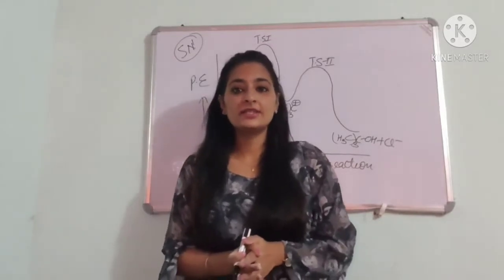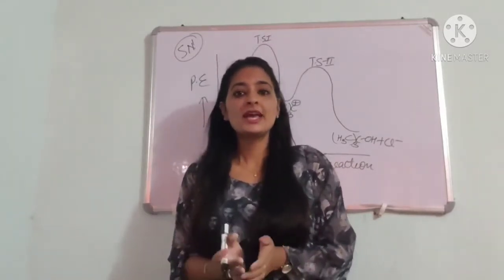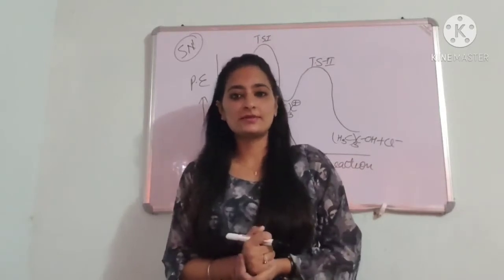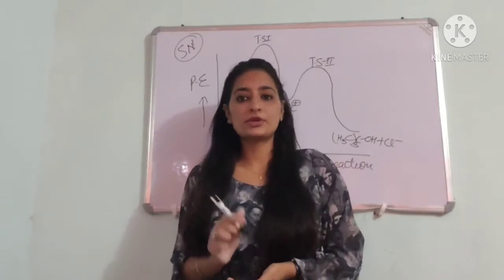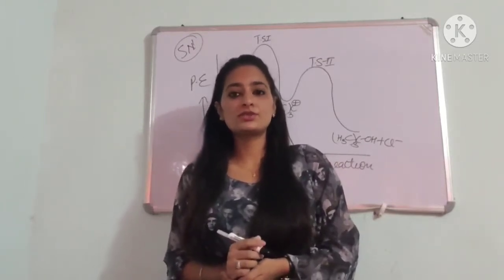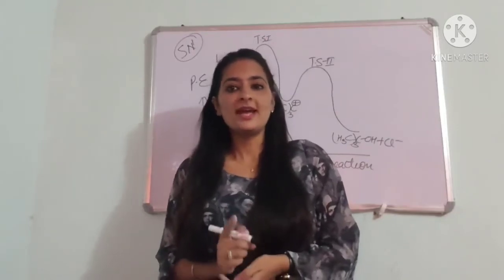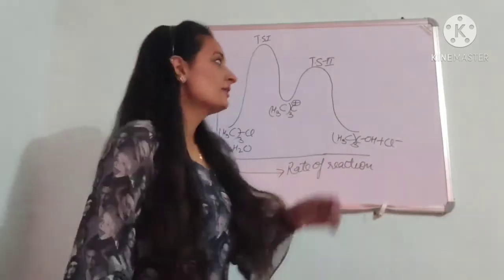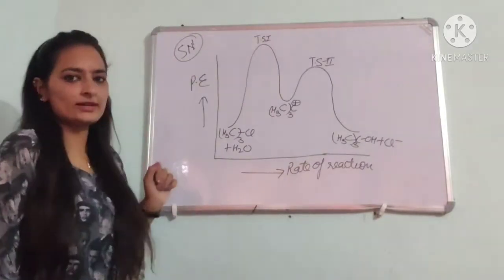Previously we have done SN1 and SN2 reactions, the mechanism of both these reactions, and also the stereochemistry of SN1 and SN2 reactions. So in this video we are going to study the potential energy curve of SN1 and SN2 reactions as well as the various factors that are affecting SN1 and SN2 reactions. So let's start. First of all, we are going to draw the potential energy curve for the SN1 reaction.